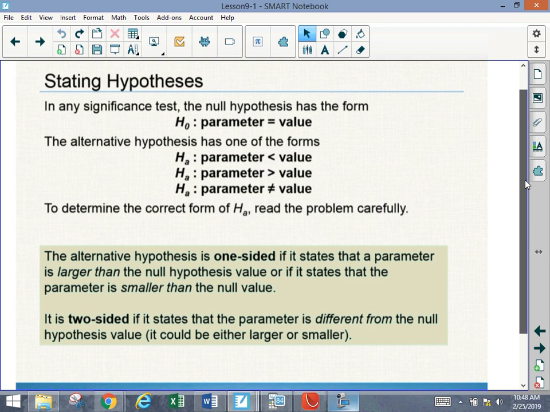So it's going to be one-sided, in other words, either greater than or less than, if it says greater than or less than. Pretty self-explanatory, this bottom yellow. It's two-sided if it just says, hey, it's just not this, right? That means it could be either less than or it could be greater. Pretty simple stuff.